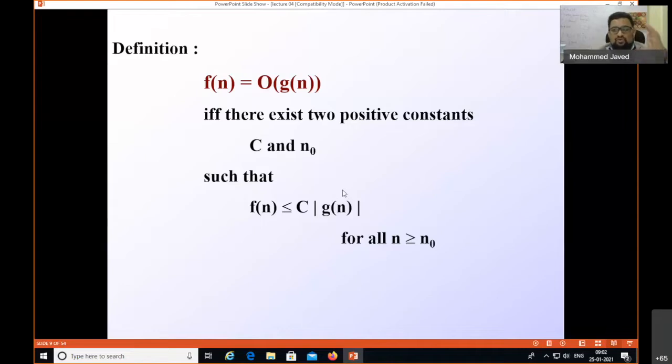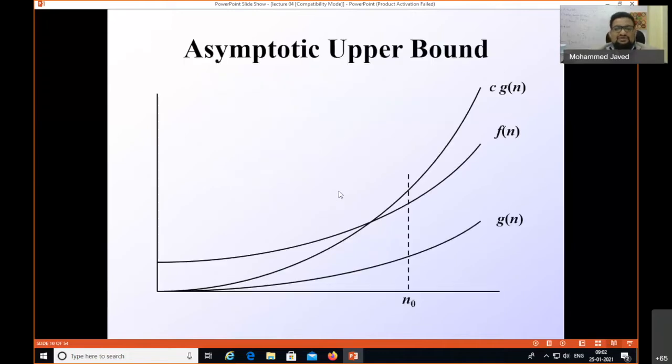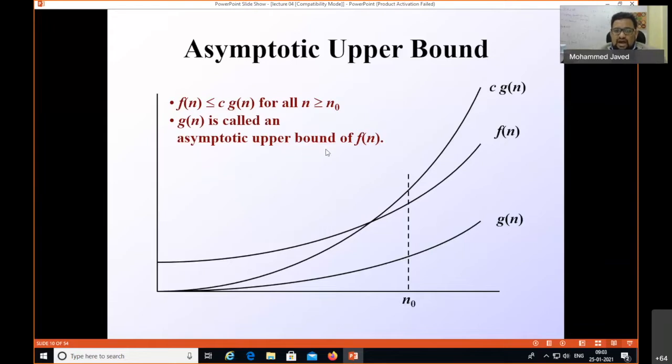So big O is the upper bound. Whatever the computing time f of n of your algorithm is, it will be lesser than that. Graphically, g of n is some computing time, and I'm interested in c into g of n. This is the bound c into g of n. Your f of n, the actual computing time of your algorithm, will be less than or equal to c into g of n. That is the meaning of big O. And this is true for n greater than n naught, not n less than n naught. This is the representation of the asymptotic upper bound. So f of n is always less than or equal to c into g of n for all n greater than n naught, and g of n is called an asymptotic upper bound of f of n, and we write f of n equal to big O of g of n.